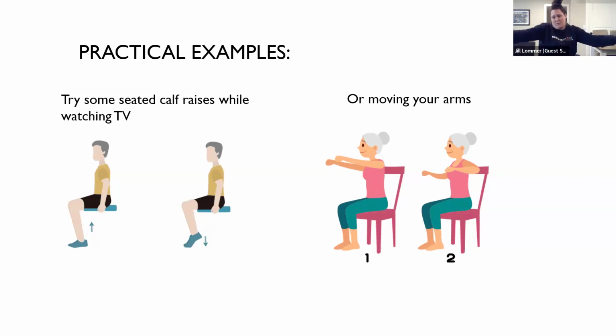Or maybe you move your arms. Maybe you have your arms out in front of you and you pull them back and push them forwards while you're watching TV. I've had people set timers. So they go, okay, I can only sit still for 30 minutes and then I have to pull my arms back 5 times. So every 30 minutes, they pull their arms back 5 times.